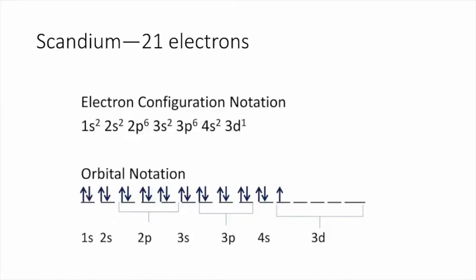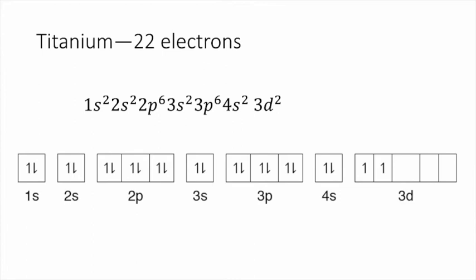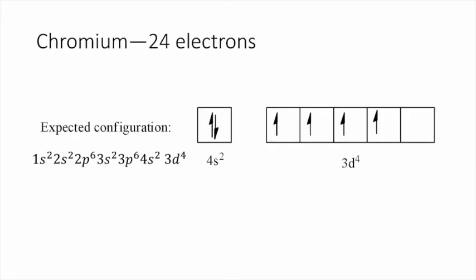But when we get to scandium, we have to start going back and filling in the 3d's. In titanium, we put another electron in the 3d orbital. And in vanadium, we do the same, and we put a third electron into the 3d orbital. But now we get to chromium, and we get some exceptions.